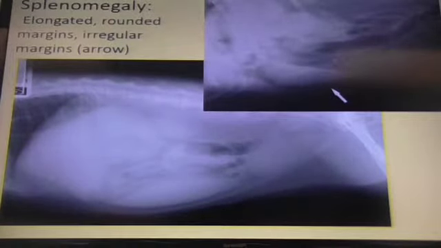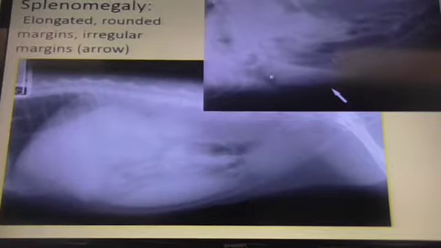Examples of splenomegaly. Now this image is a cat. How do you know? Okay, the shape of the lumbar vertebrae. And this is the tail of the spleen, so you know that's splenomegaly in the cat. And the liver is also enlarged. So hepatomegaly, splenomegaly. And then this is a dog.